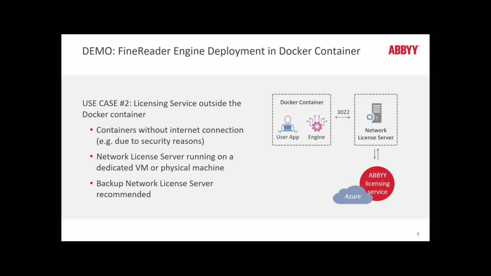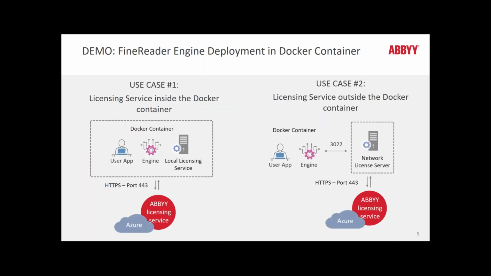So again, there are just different use cases where the deployment of the containers and of the FineReader Engine in the container environment might make more sense. And these two use cases we're going to go through. Use case number one: installing everything together, including the licensing service, in one Docker container. Use case number two: having a Docker container with our FineReader Engine that communicates to the network license server installed outside the container on my actual Linux host machine.